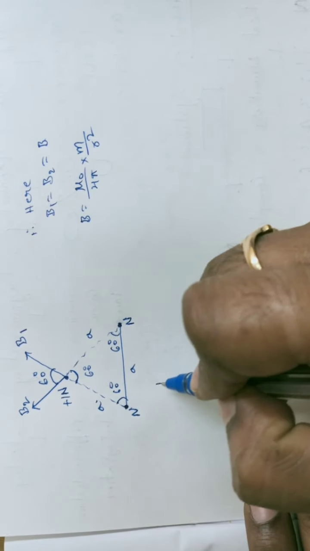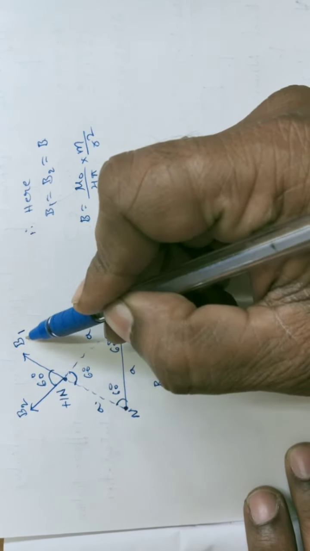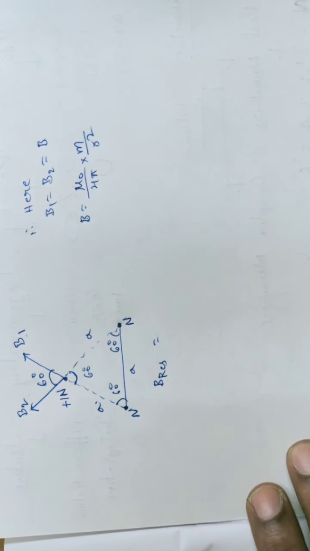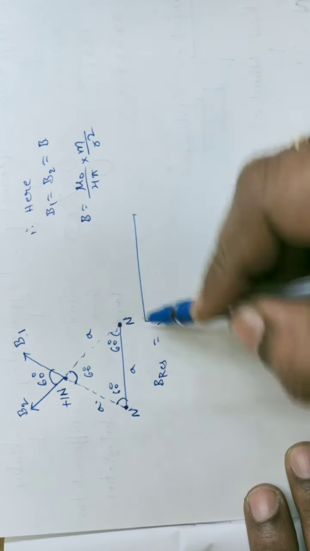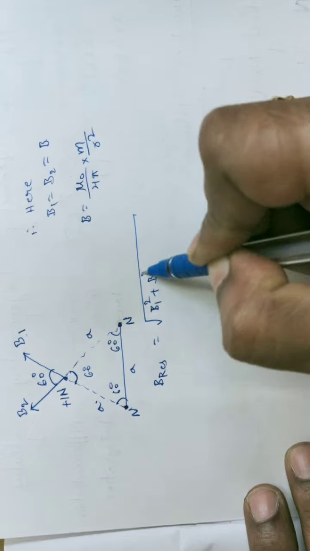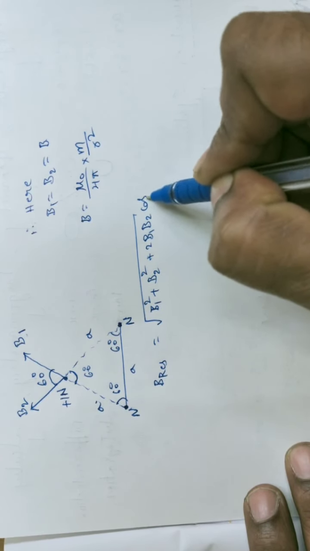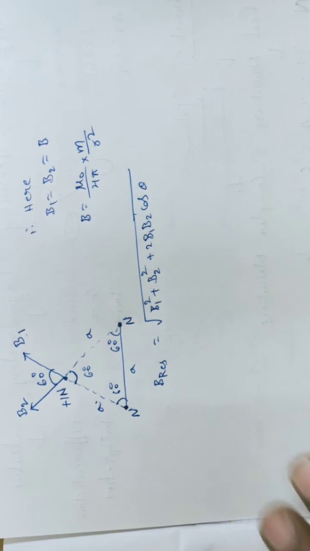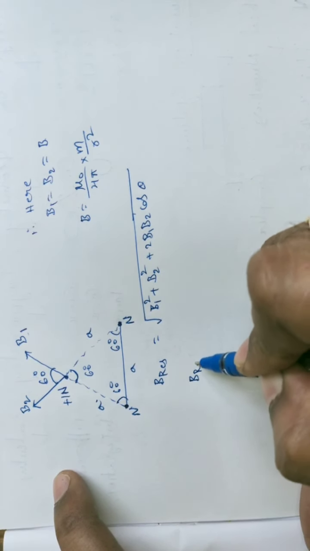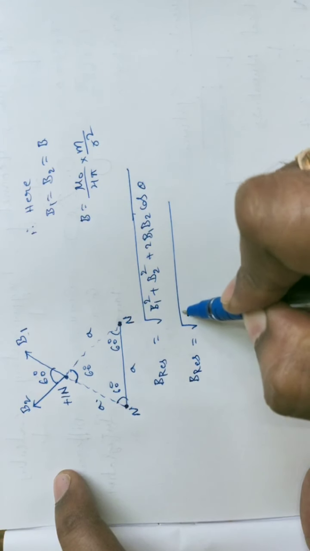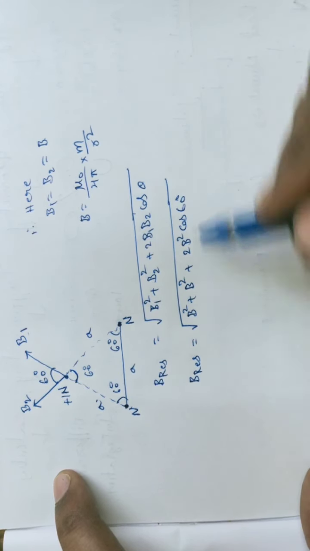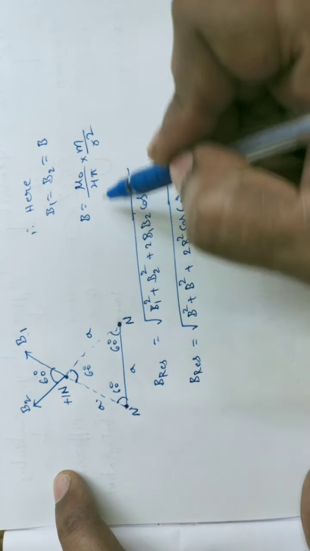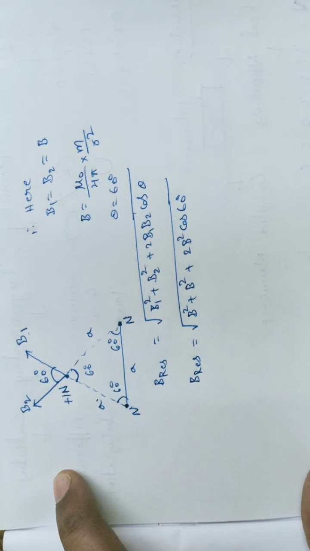We want to find B resultant. This is a vector quantity, and this one is also a vector quantity. Here two vectors act as adjacent sides of a parallelogram. In that condition, by the parallelogram law of vectors, we have the standard formula: root over B1 square plus B2 square plus 2 B1 B2 cos theta. So B resultant is root over B square plus B square plus 2B square cos 60 degrees, because theta is equal to 60 degrees here.